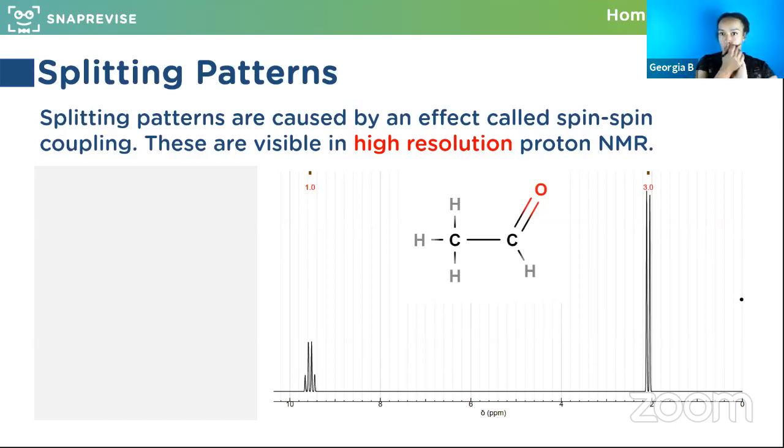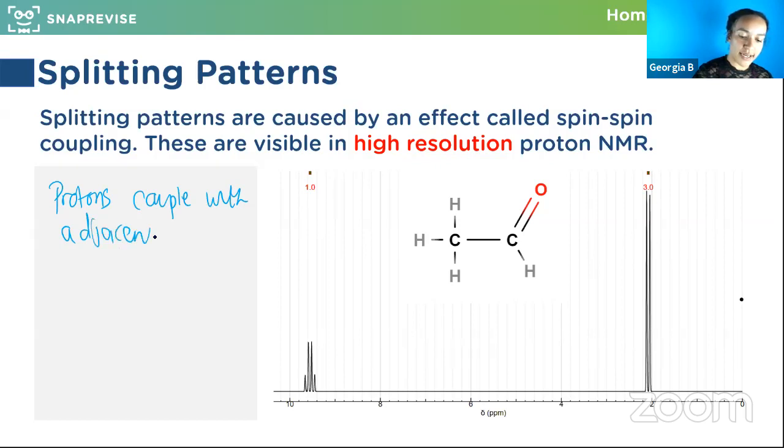Cool. So spin-spin coupling is an interaction between the protons on one carbon and the adjacent protons. The protons on one carbon interacting with the protons on an adjacent carbon, that interaction causes the peaks to split. So the peaks split according to the N+1 rule. So I'm going to start by writing some notes. So the protons couple with adjacent protons.